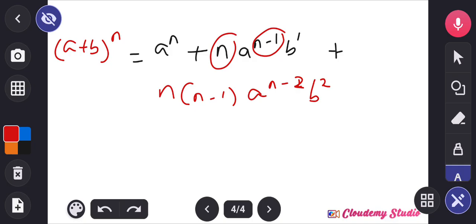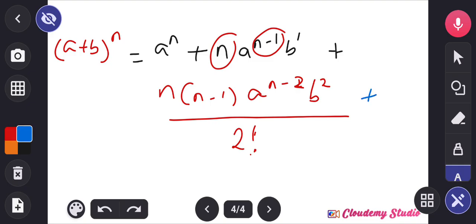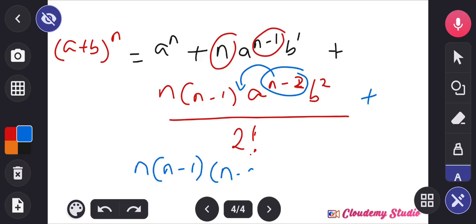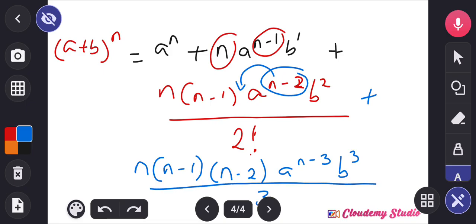Therefore, you're going to be having something like what? Everything divided by 2 factorial. You understand? Everything divided by 2 factorial. Are you getting me now? Now, the next one would now be what? The next one will be plus. This n minus 2 will come to the back to make this n minus 1. And it becomes n minus 1 into bracket n minus 2. Then it becomes a n minus 3, b3, everything divided by 3 factorial.